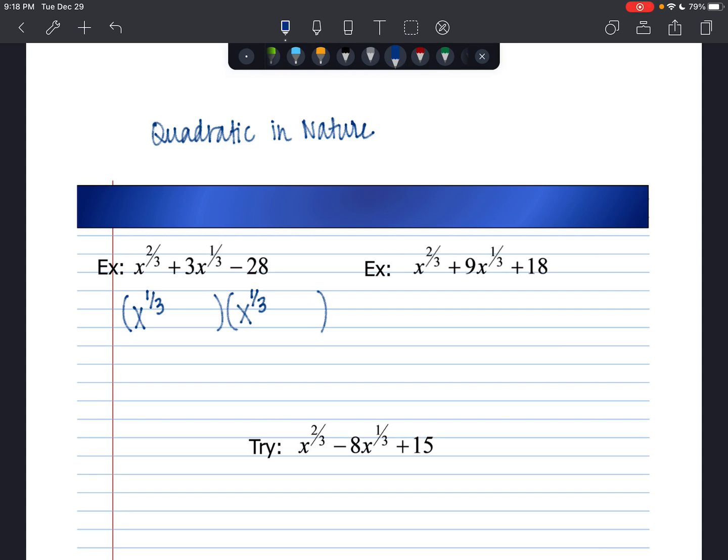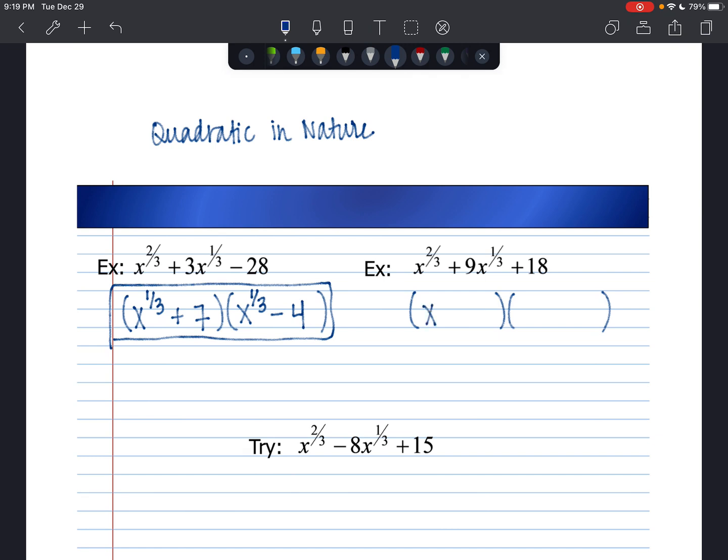Now I need a combination that's going to multiply to be negative 28, but add to be positive 3. Well, that's going to be positive 7 and negative 4. And that is our answer. Let's try this one. X to the 2/3 plus 9x to the 1/3 plus 18. This is also quadratic in nature. 2/3 is twice 1/3. Therefore, I'm going to try and do this factoring by trial and error.